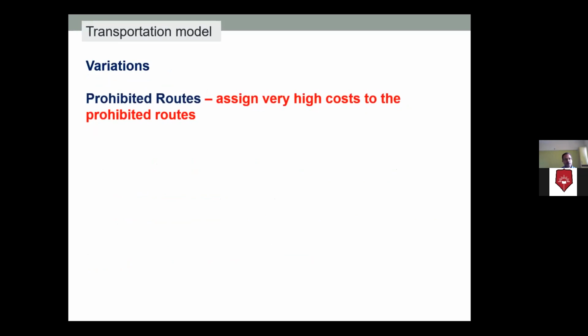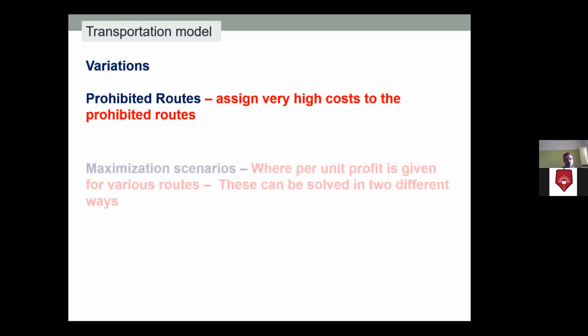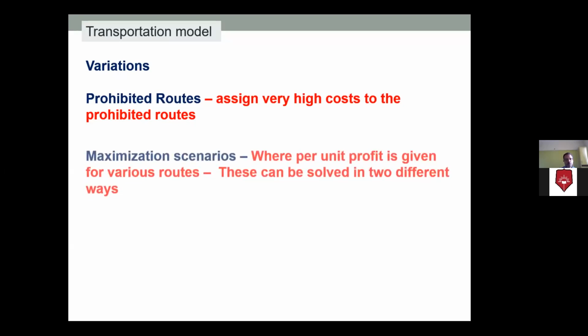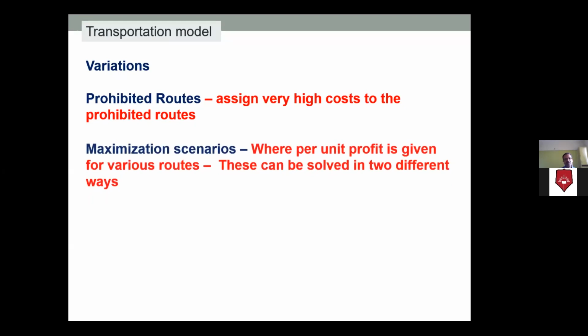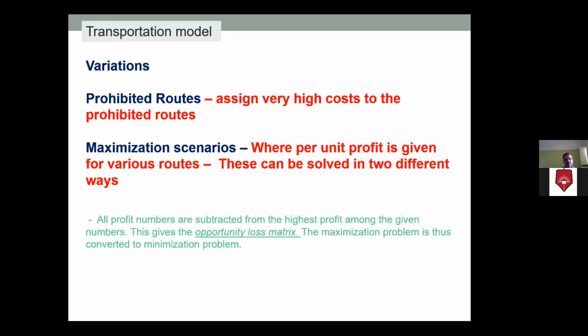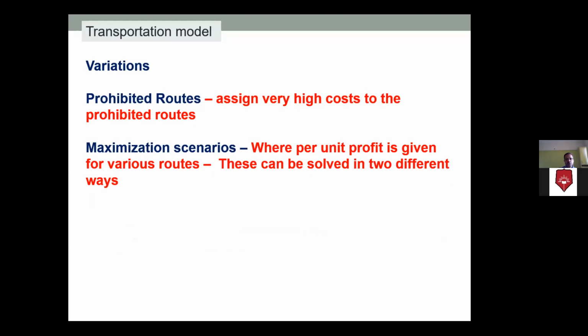Prohibited routes का variation हमने देखा है. Assign a very high cost to the prohibited routes or assign zero profit to the prohibited route. Maximizing scenarios, when you are dealing with profit or any positive payoff, maximize it. Okay, that's done. We have covered our transportation problems with all the 4 variations that we discussed: balanced, unbalanced, prohibited routes, and maximization. Those are the variations.